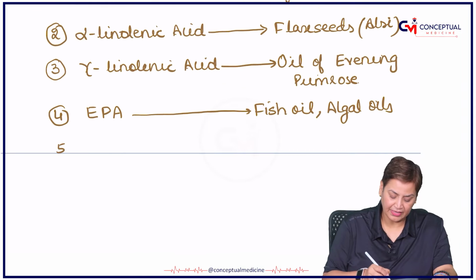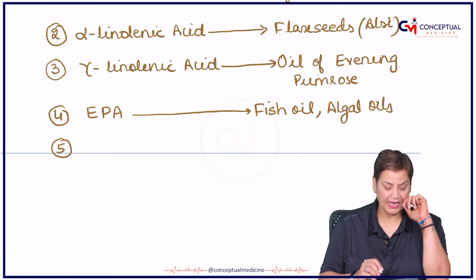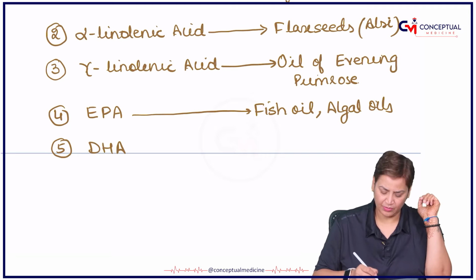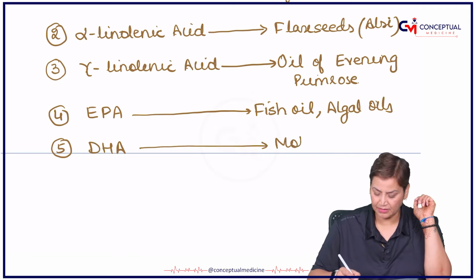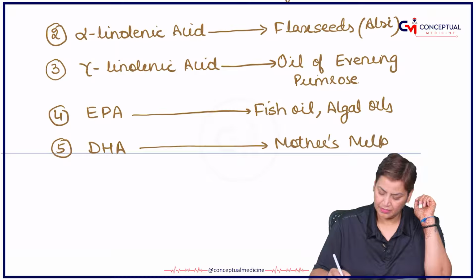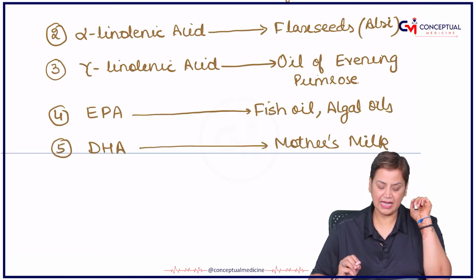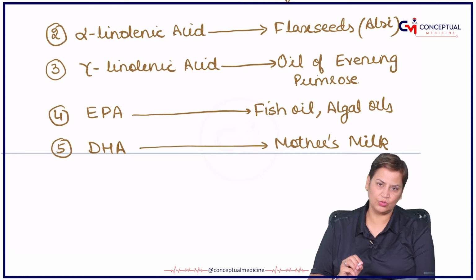And the fifth one is docosahexaenoic acid. Nowadays DHA is given very much preference because DHA is found to be present in mother's milk. So these are the 5 essential fatty acids and their sources.